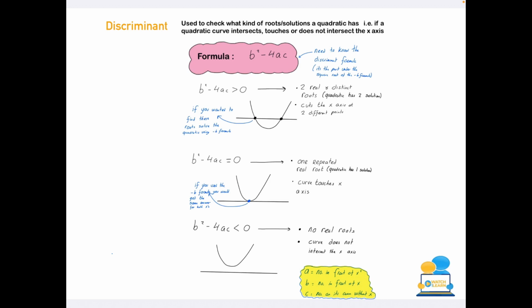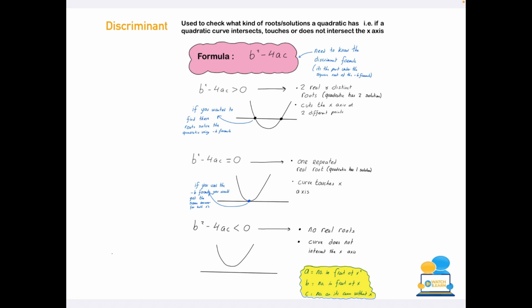There is quite a bit of learning, so basically everything on this page needs to be learnt, but we'll go through it step by step and try to understand it as well. So first, what is the discriminant used for? So this discriminant is used to check what kind of roots or what kind of solutions a quadratic has. So we're going to be using similar kind of terminology to the factor theorem.